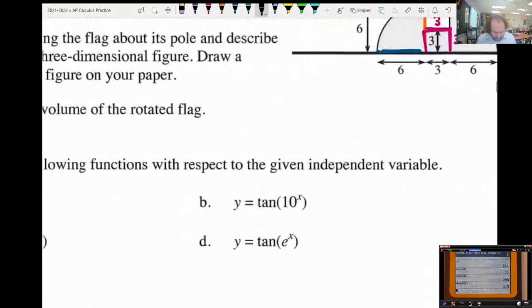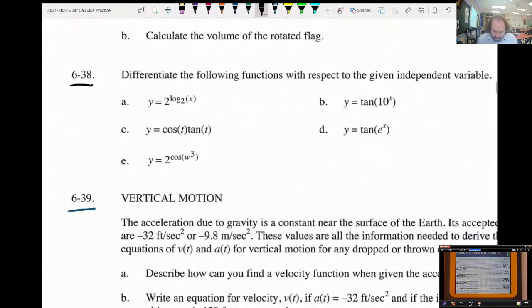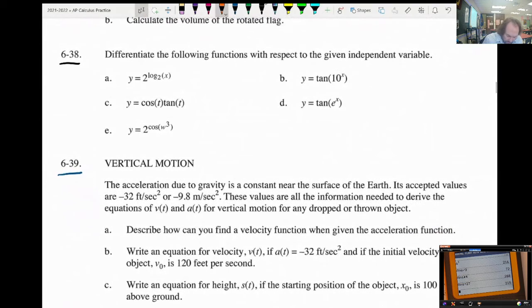Let's move on. Where are we? 19 minutes? Which is pretty good. 38, we got a bunch of functions with respect to given variables, and all we got to do is differentiate them. We got to find the derivatives. But we're not going to panic too much, because these are going to give us a chance to practice a lot of our basic derivative ideas here.